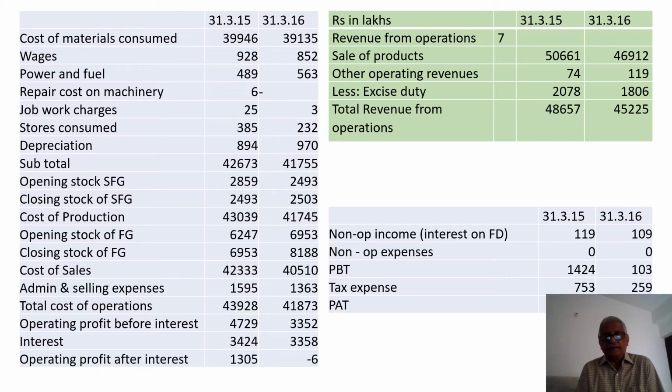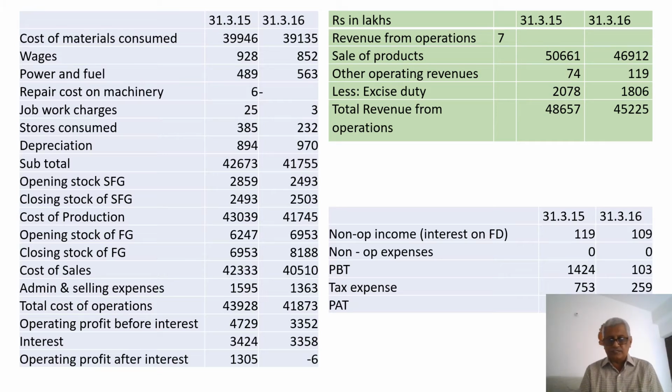This is how the P&L account is prepared. It starts with the cost of materials consumed, wages, power and fuel, repair cost of machinery, job work charges, stores consumed. They are all variable costs. To this, depreciation is added. You get a subtotal. To this, add opening stock of SFG, deduct closing stock of SFG. What you get is a cost of production.